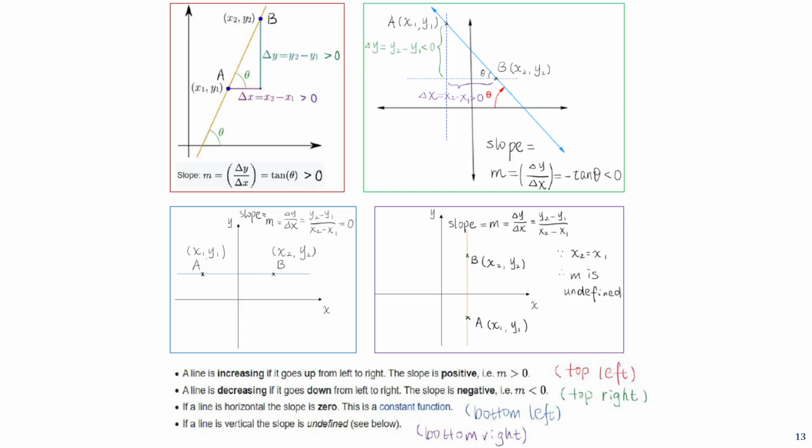So there are 4 different scenarios for a given line. On top left, a line is increasing if it goes up from left to right. Then in that case, the slope is positive, right? In this case, m is positive, which is shown here on top left. Line is decreasing if it goes down from left to right. The slope is negative, which is shown here in this case. And of course, if a line is horizontal, the slope is 0, right? Because y2 equals y1.